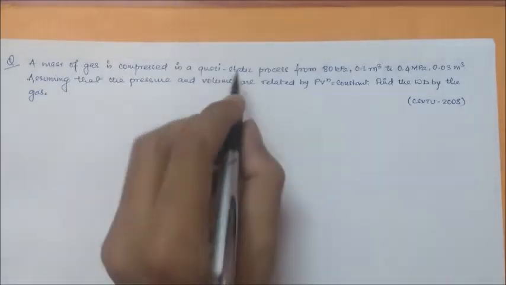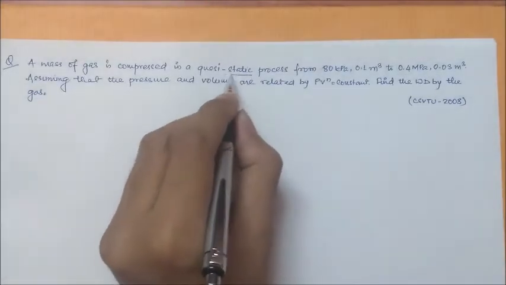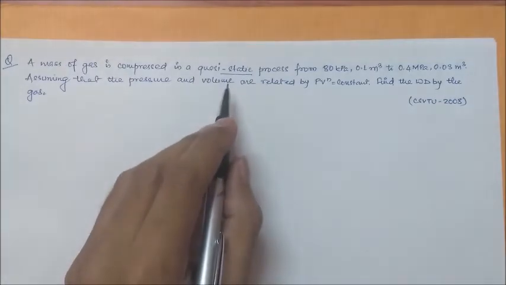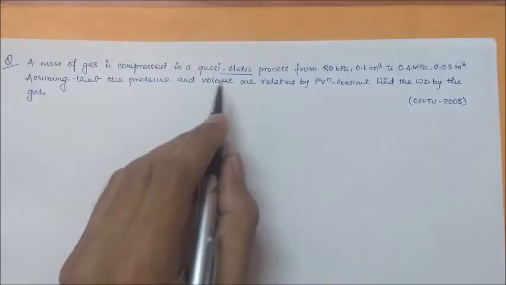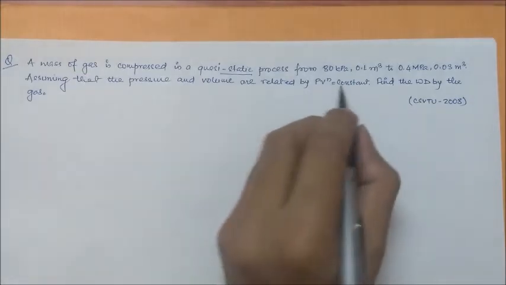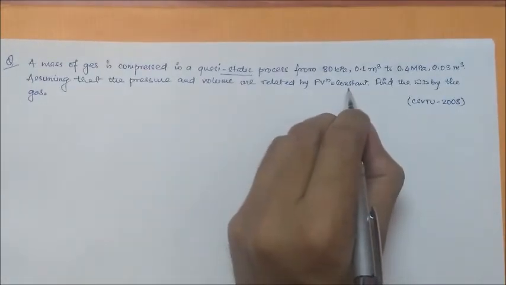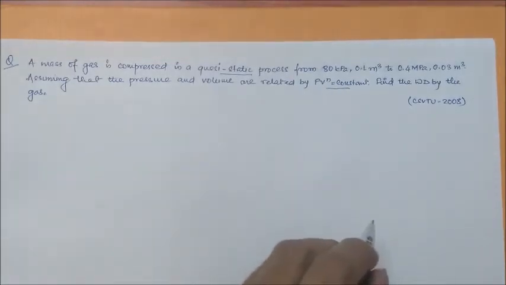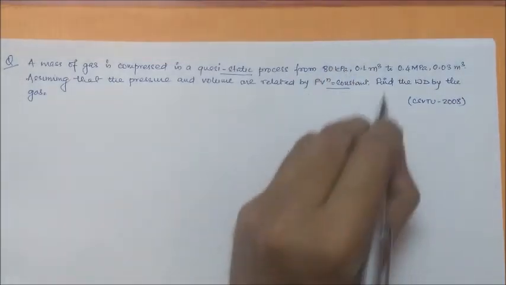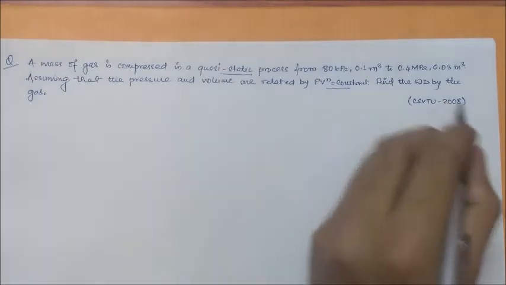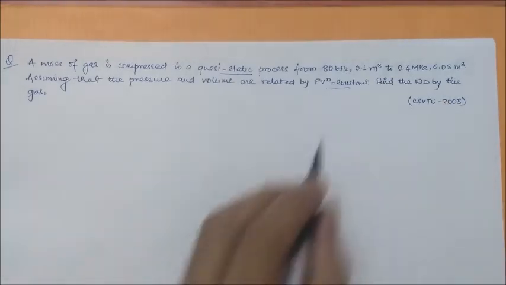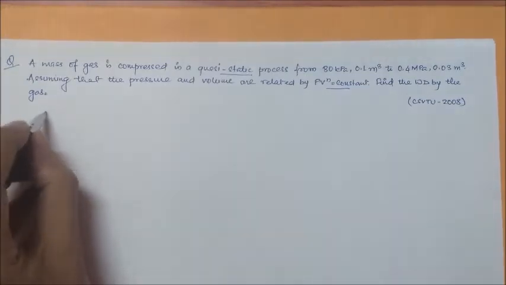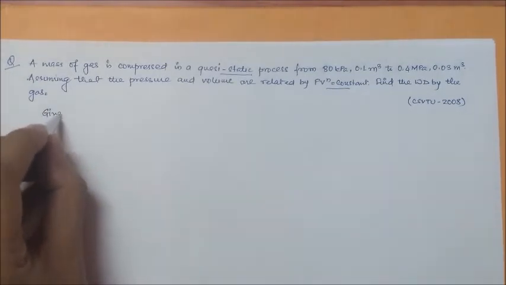The trick is that it's a quasi-static process, which means it is a reversible process. So we can apply our concepts of closed system work, and it has been told us that it's related by PV to the power n is constant. This means it's a polytropic process. So let's start the question with the given things.